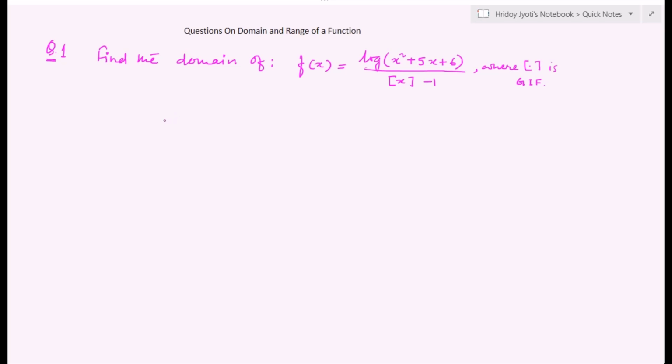Students, today we are coming with a few questions on domain and range. We'll take a few questions which are very important for the competitive exams. So in this section, we'll start with the first question of today.